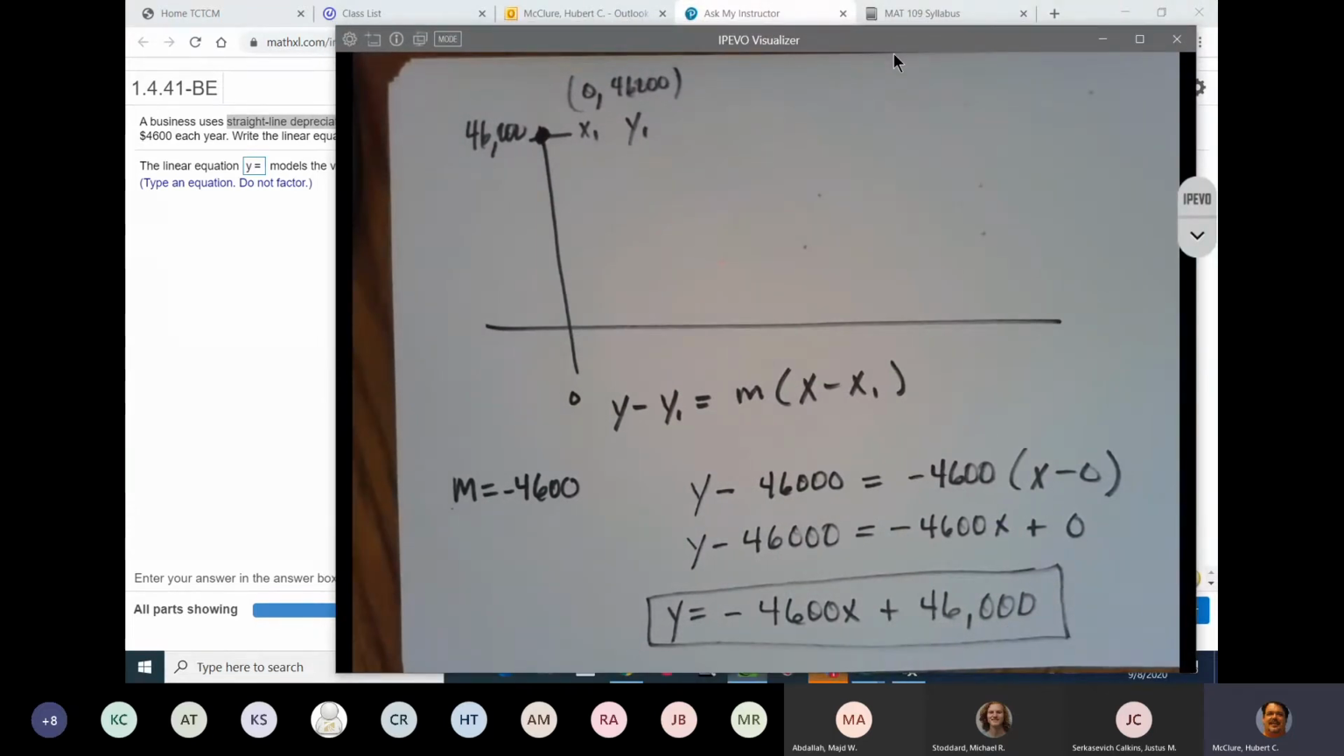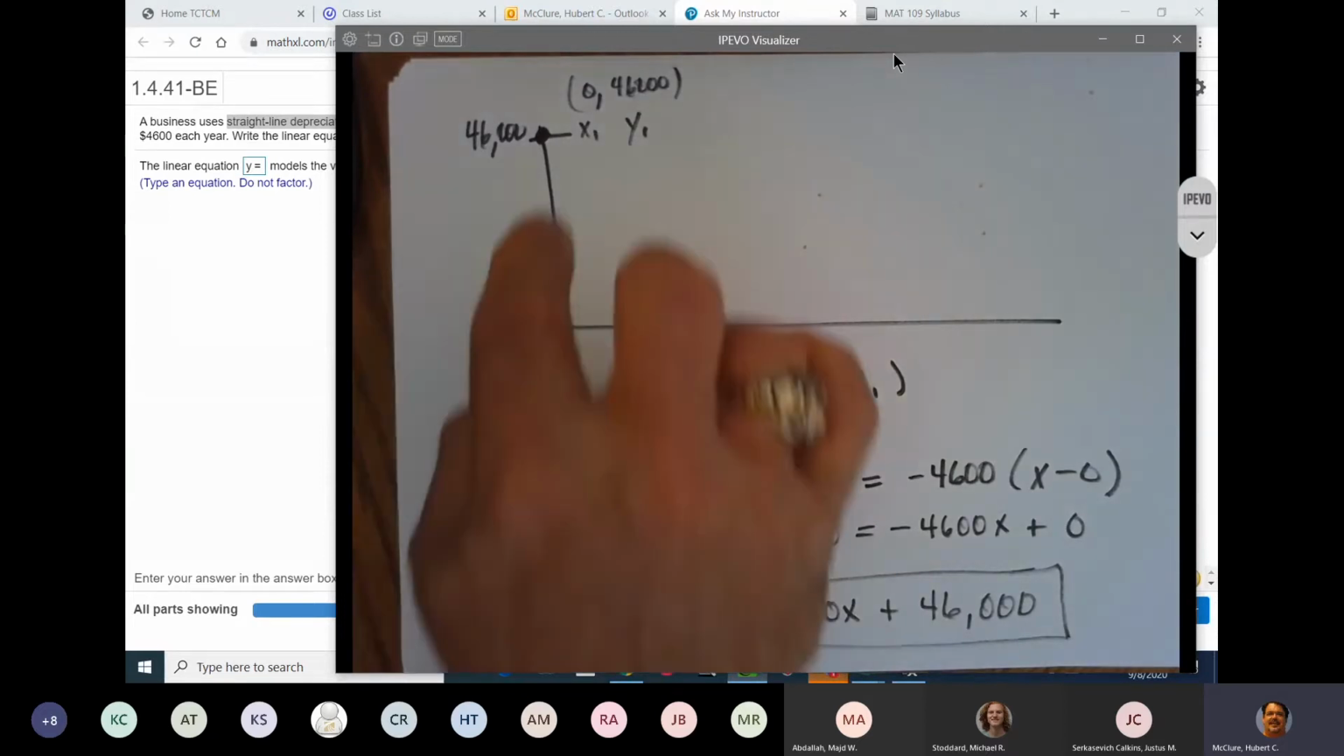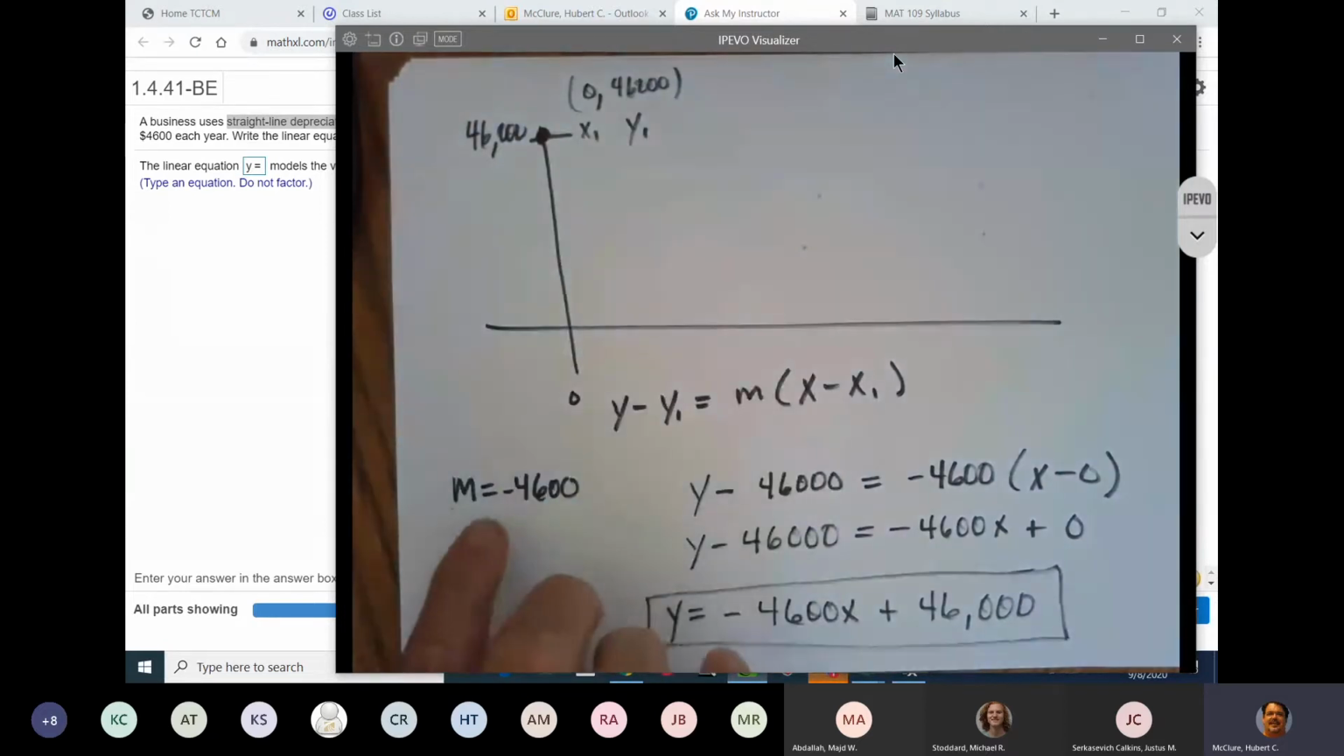Because they don't give you very much information. They give you the y-intercept, and they give you what I assume is the slope. I would like to see a rate of change, something like that wording, but it says it's reduced 4,600 each year, so that tells me it's a slope. Let's check it and see.